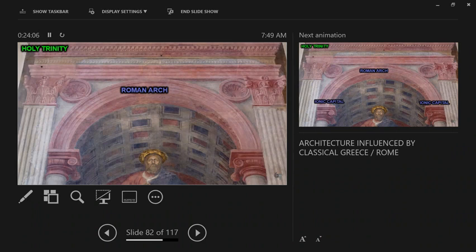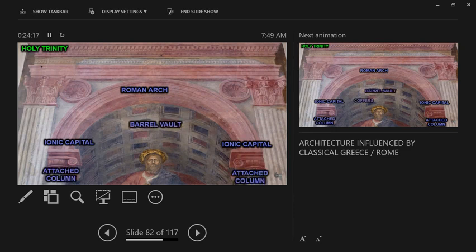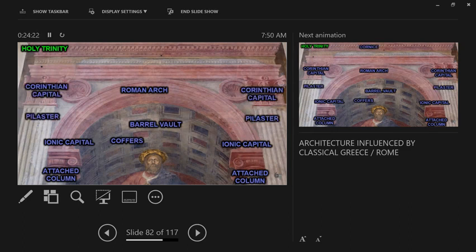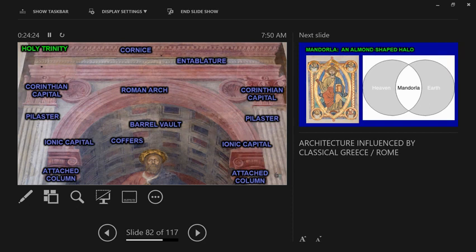And then above, we have a lot of references to Roman architecture. We have a Roman arch. We have Ionic capitals on the sides. We have attached columns down below. We have a barrel vault with coffers. We have Corinthian capitals on the side, pilasters, a cornice, an entablature. So all of this is references to Roman architecture. And I cannot emphasize enough how these Renaissance artists are looking back to ancient Greece and Rome for their influences.